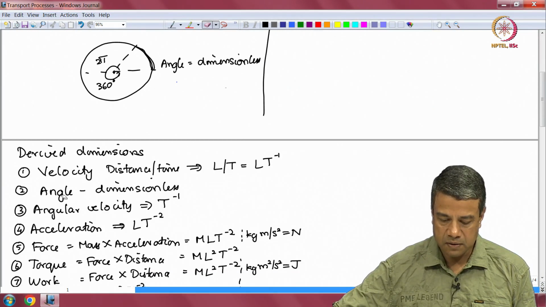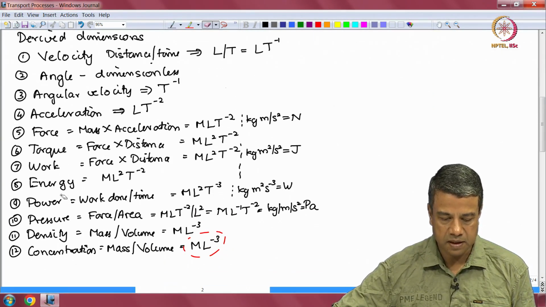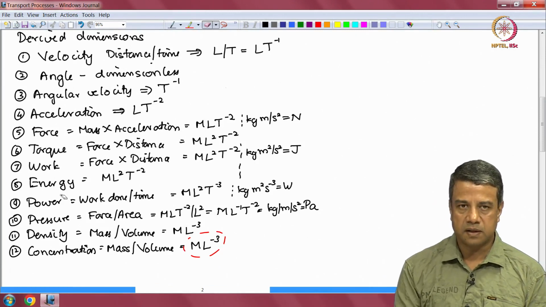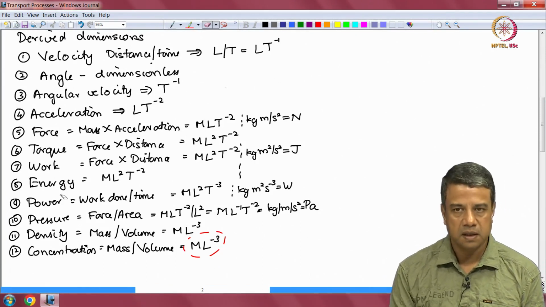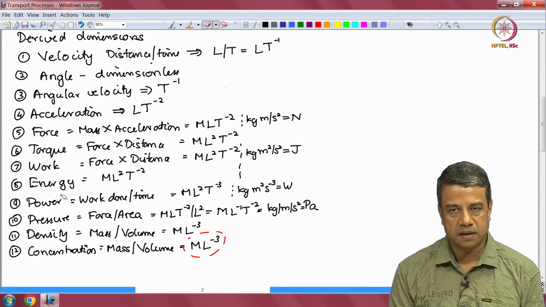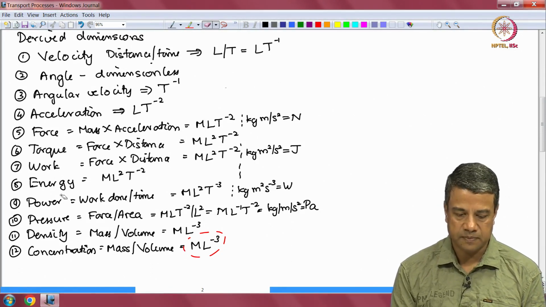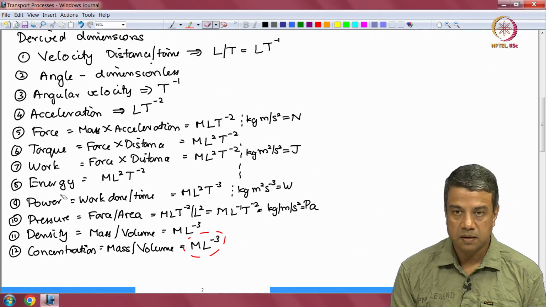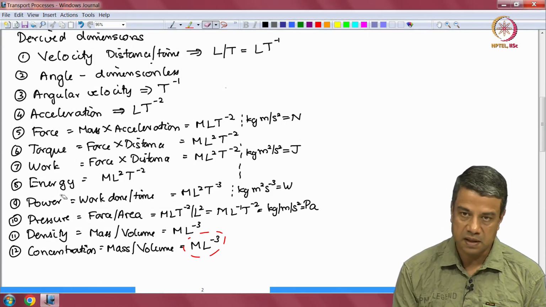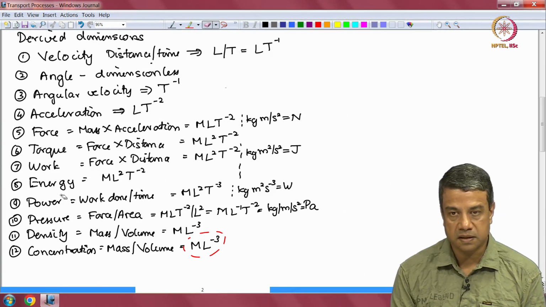And then we had gone to look at derived dimensions. How do you derive dimensions of other quantities from these fundamental dimensions? Basically from a relationship that involves known quantities and this unknown dimension. So, velocity is distance per unit time, L t inverse. Angle is the ratio of distance along the circumference of a circle and the radius. So, that is dimensionless.